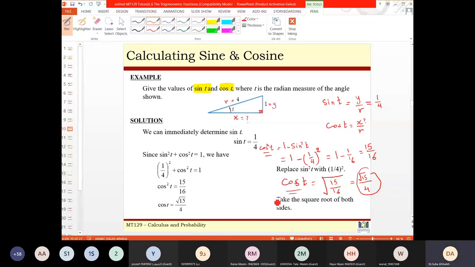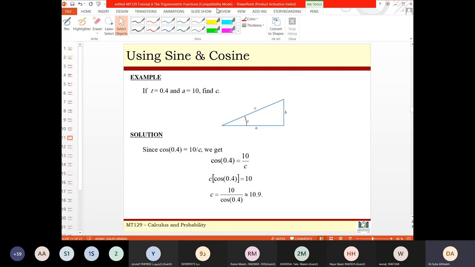You got that? You see how this formula can help me? Once I have the sine, I can know the cosine. Okay, any question here? Any question? No? Good.